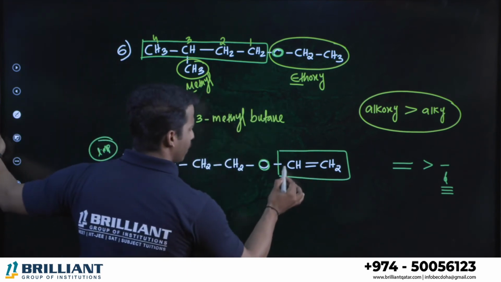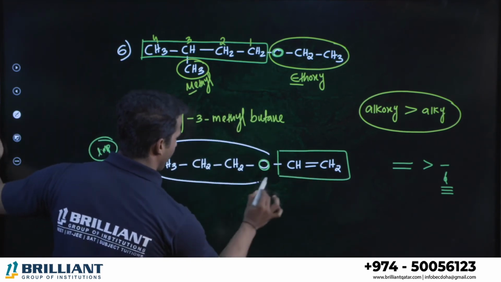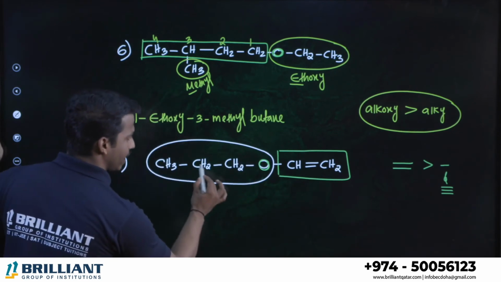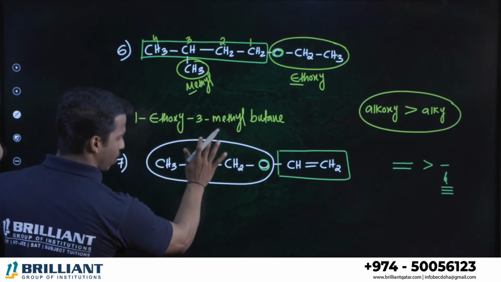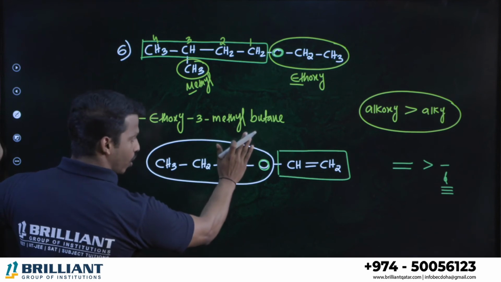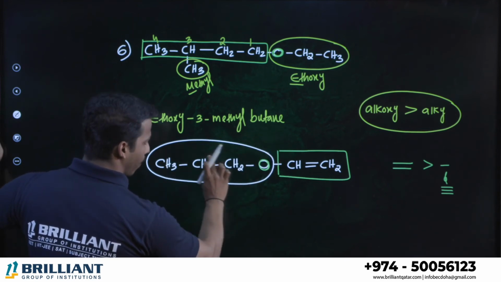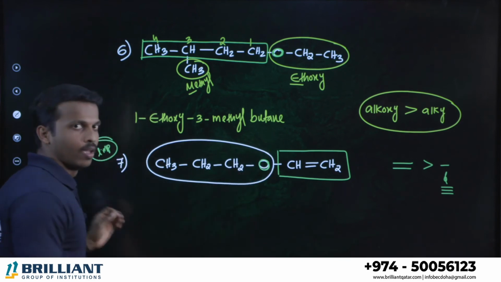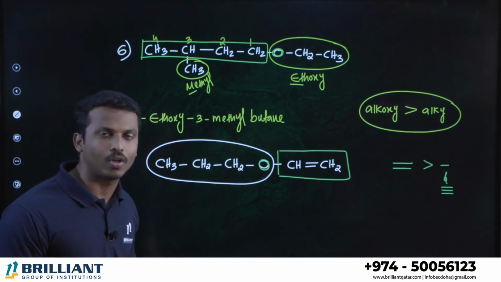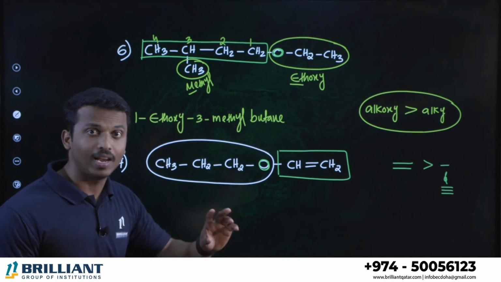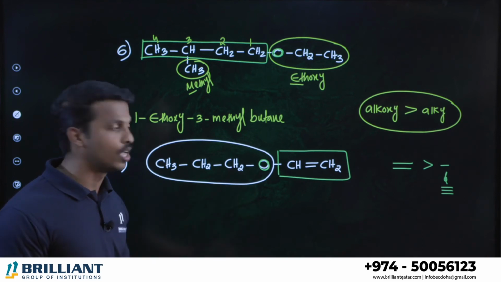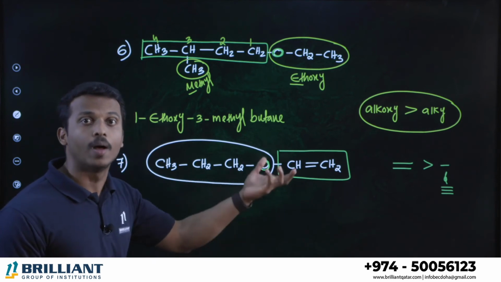Here we can write, so what is this? This is the whole branch. You know, CH3 is called methyl, CH3CH2 is called ethyl, CH3CH2CH2 is called propyl. This is called propyl group with oxy. Methyl group with oxy, you will call methoxy. Ethyl group with oxy is called ethoxy. So propyl group with oxy is called what?